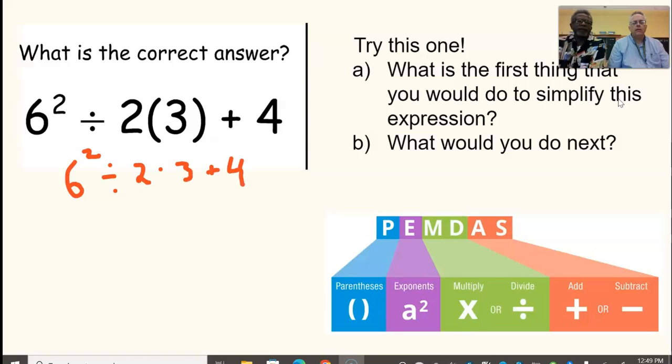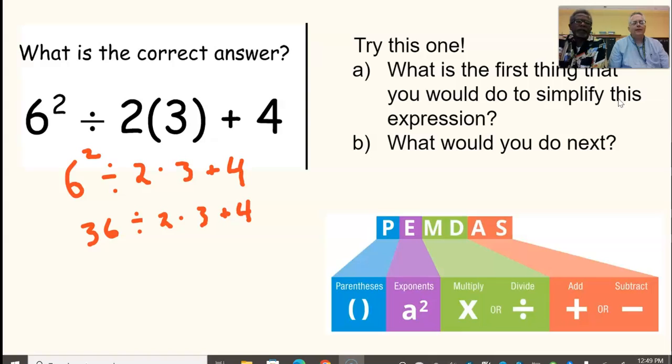Okay, excellent. So now the next letter in PEMDAS is E, which stands for exponents. And to the left, we see 6 raised to the second power. So that's going to be 36, divided by 2, times 3 plus 4. So I think everyone would have done well up to this point. Yeah. Now's where people stumble.